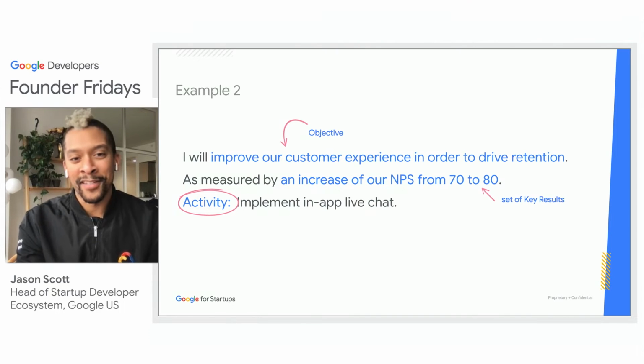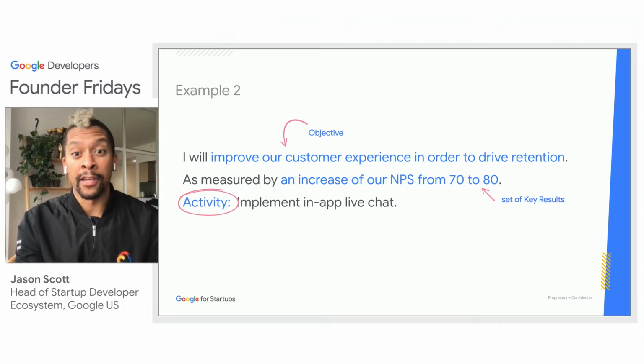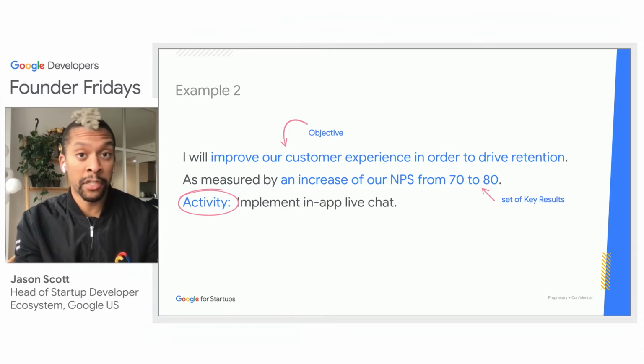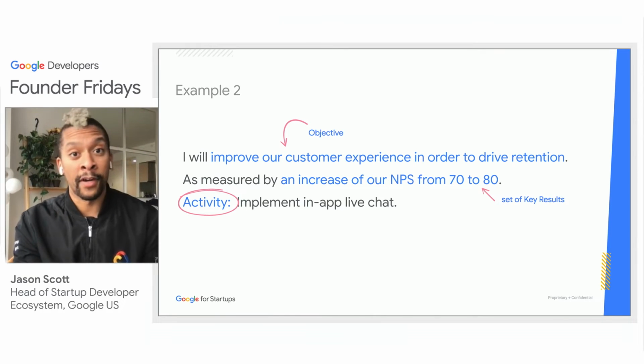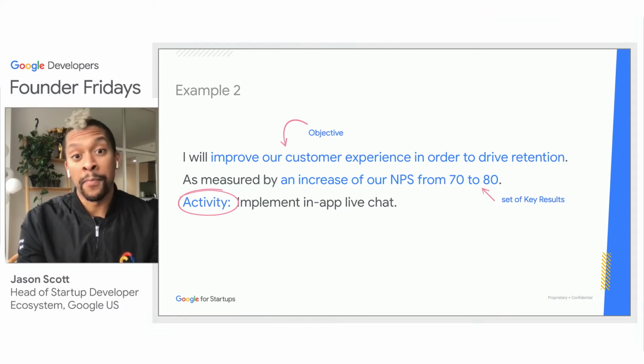So bringing it back to startups, you can say, hey, we really need to improve our customer experience in order to drive retention and increase our NPS. And so an example could be, I will improve our customer experience in order to drive retention of those customers, as measured by an increase of our NPS, our Net Promoter Score, from 70 to 80. And that could be your key result, right? One of the activities could be implement an in-app live chat.